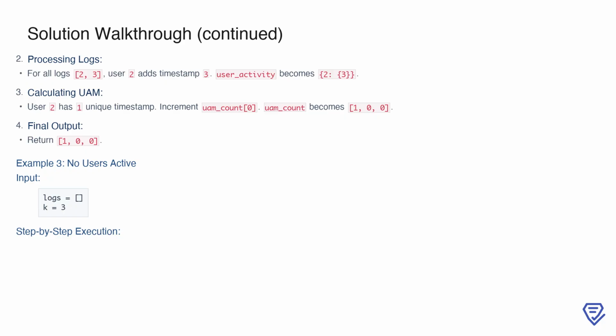With only one unique timestamp, we increment the first index of UM_count, corresponding to 1 active minute. This updates UM_count to [1, 0, 0], indicating that there is one user with exactly 1 active minute. Finally, we return [1, 0, 0] as the result.